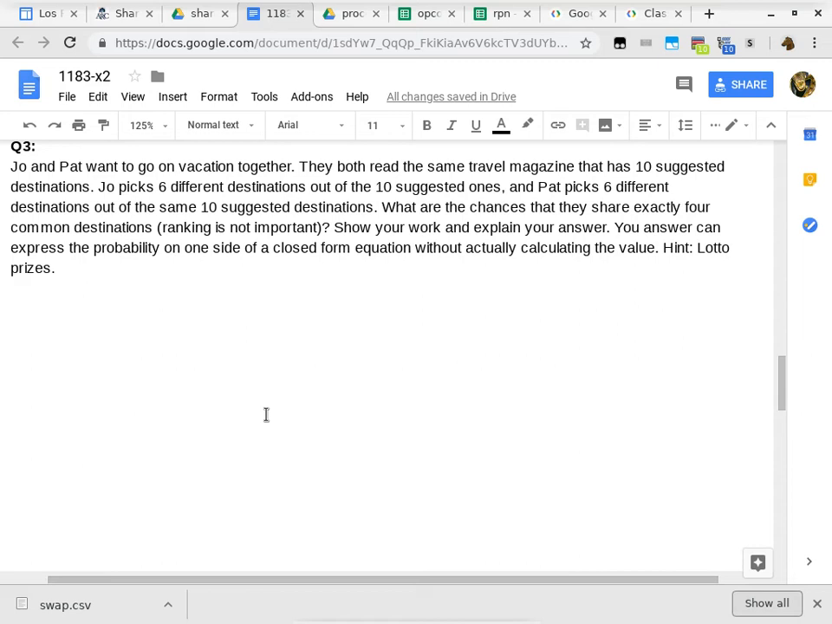Ranking is not important. Okay, so imagine there's no ranking whatsoever. Out of the 10 destinations, Joe picks 6. And out of the 10 destinations, Pat also chose 6. They can overlap. Well, 2 have to overlap, right? Because you cannot have 12 completely different destinations when they're chosen from the same 10 destinations. But the question is asking, out of those 6, what are the chances that they're sharing 4 common destinations?